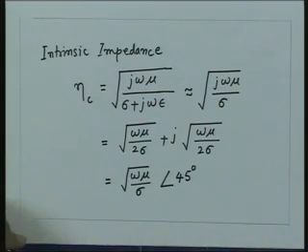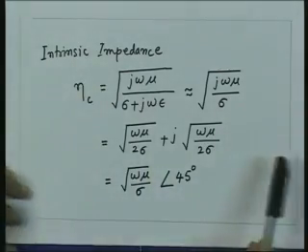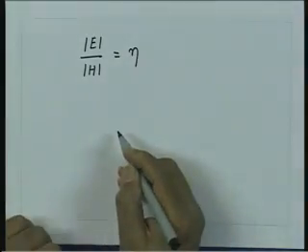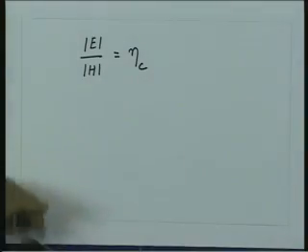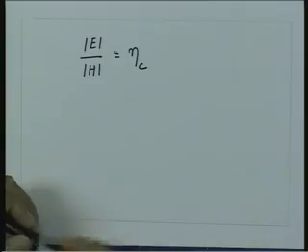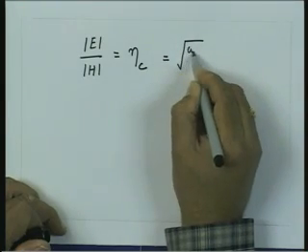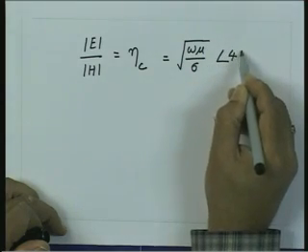If you recall, the electric and magnetic fields in a medium are related by this quantity, what is called the intrinsic impedance of the medium. We have seen for a dielectric medium that the magnitude of the electric field and the magnitude of the magnetic field are related by eta. So in this case, again the ratio of these will be equal to the characteristic or intrinsic impedance of the medium, and this quantity now is square root of omega mu upon sigma, angle 45 degrees.